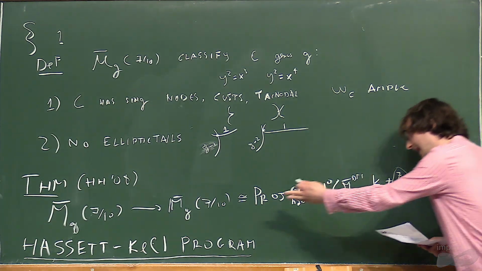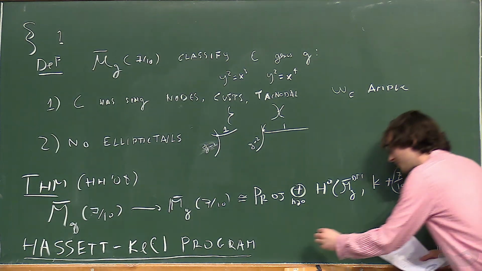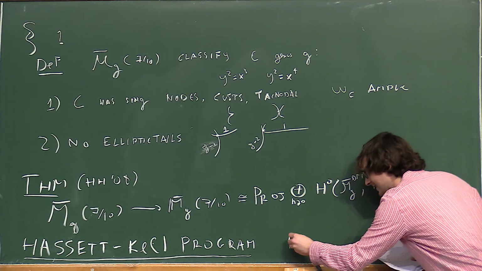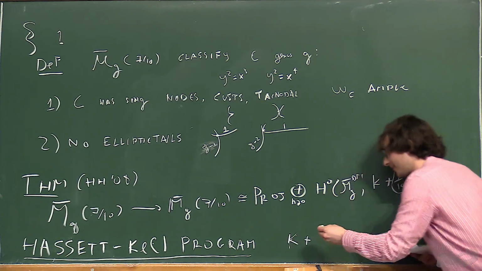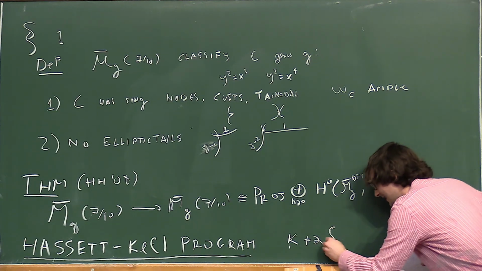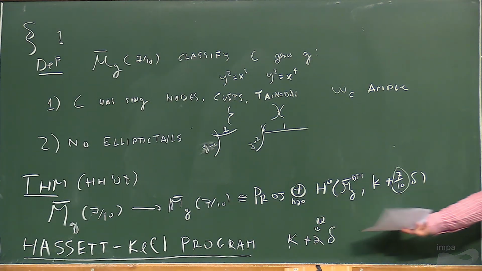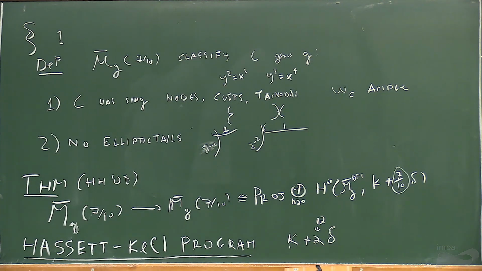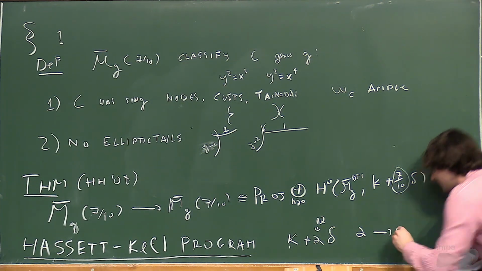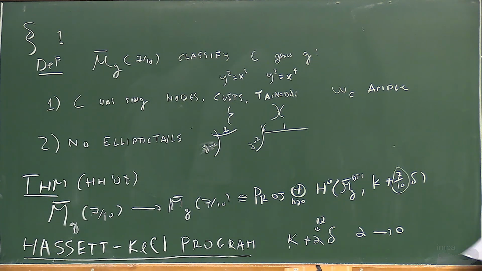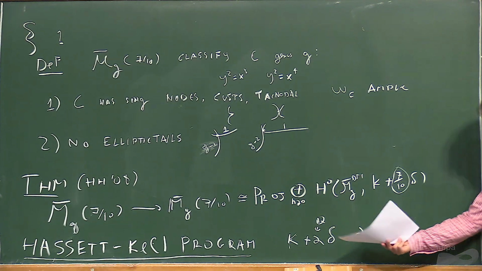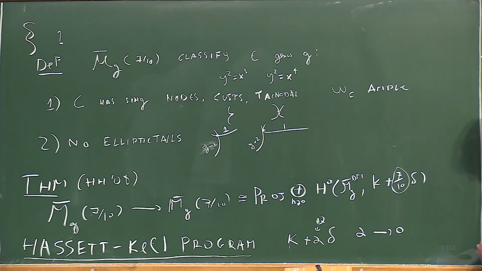So the Hassett-Keel program tried to understand this, simply trying to understand what are called the log canonical models. So we take K plus alpha delta, where alpha is a rational, and we try to compute the model, and we imagine sliding alpha to 0. When we hit 0, we have the canonical model. And when we slide alpha to 0, we see some wall crossing. And if alpha is big enough, this wall crossing is known.